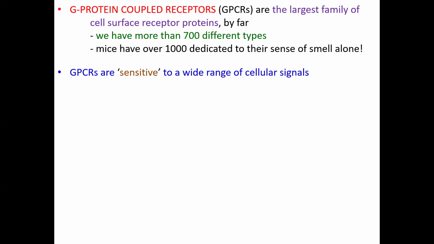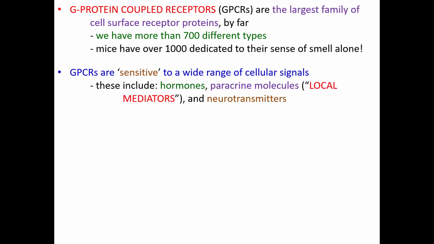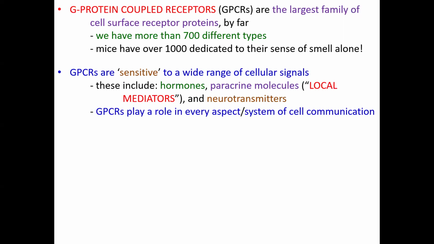These kinds of receptors are sensitive to a very wide range of cellular signaling molecules, including hormones, paracrine molecules. Remember, the paracrine system is that local system where cells secrete a molecule nearby and other cells can pick it up. Neurotransmitters also often bind to G protein coupled receptors in the nervous system.